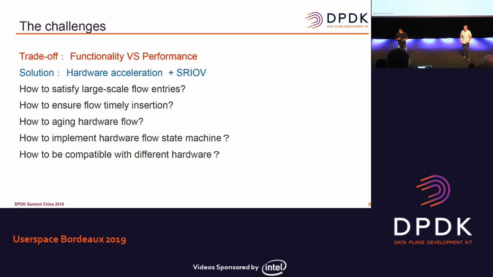But this has been changing, because more and more smart devices, programmable ASICs, or new kinds of hardware can support network acceleration. So hardware acceleration plus SR-IOV may be a good solution for our scenario. But there are still a lot of challenges to integrate this work. For example, how to satisfy large-scale flow entries, how to ensure timely flow insertion, how to age hardware flows, how to implement the hardware state machine, and how to be compatible with different kinds of hardware.